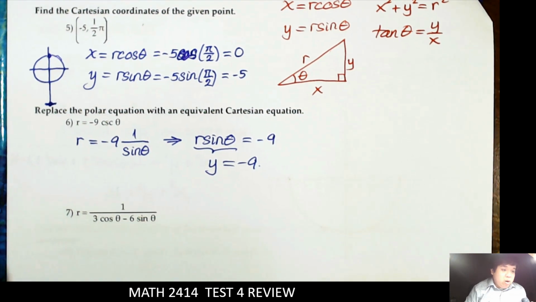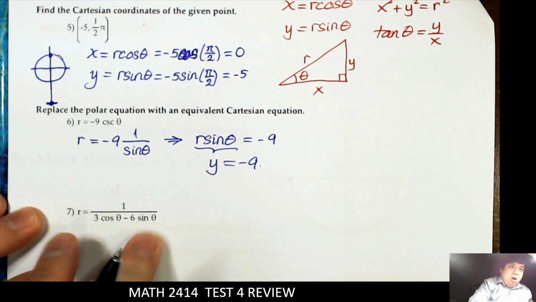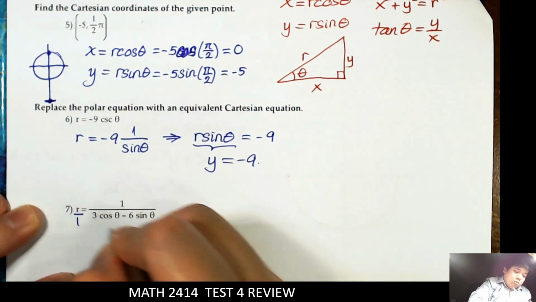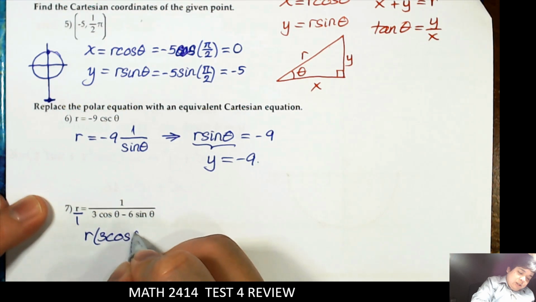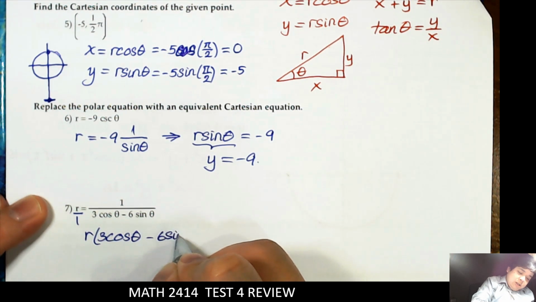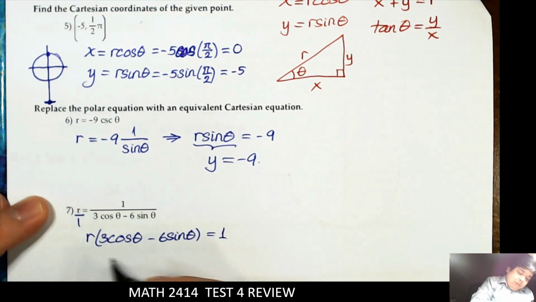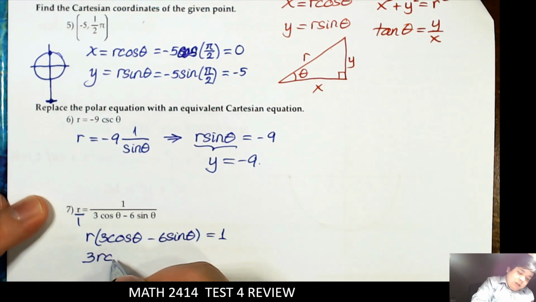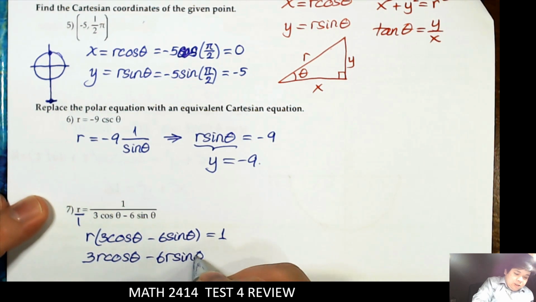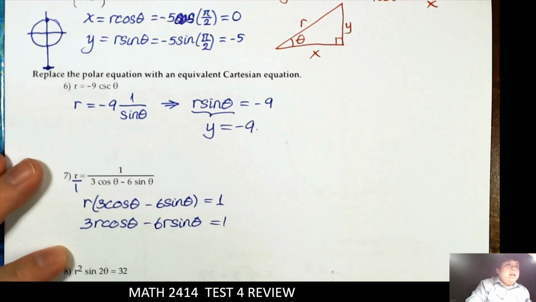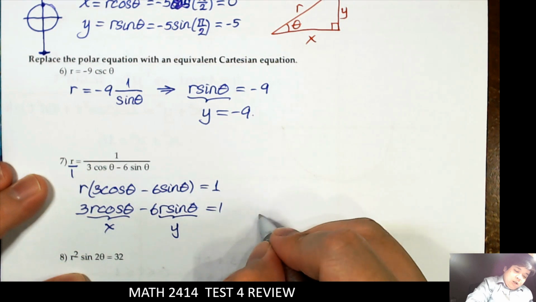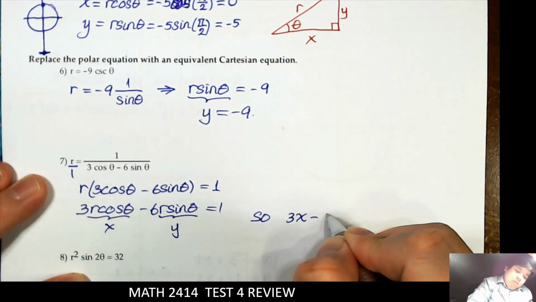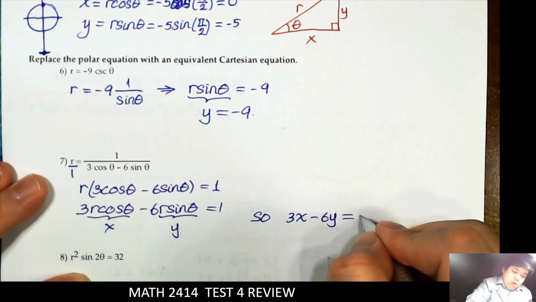Kind of like the next one, if we cross multiply here, we're going to have r times 3 cosine theta minus 6 sine theta equal to 1, or we have 3r cosine theta minus 6r sine theta equal to 1. And once again, r cosine theta is x and r sine theta is y. So we have 3x minus 6y equal to 1.